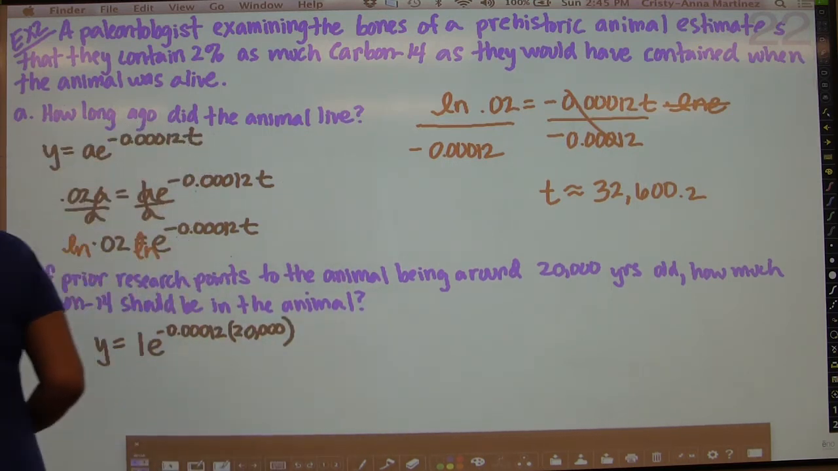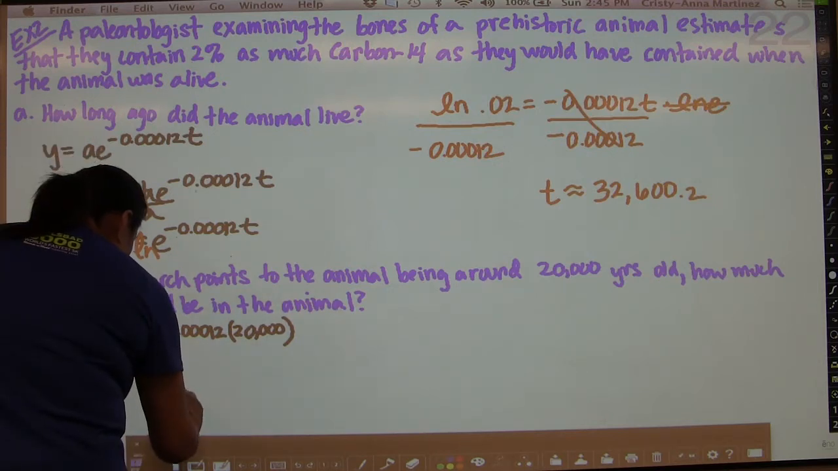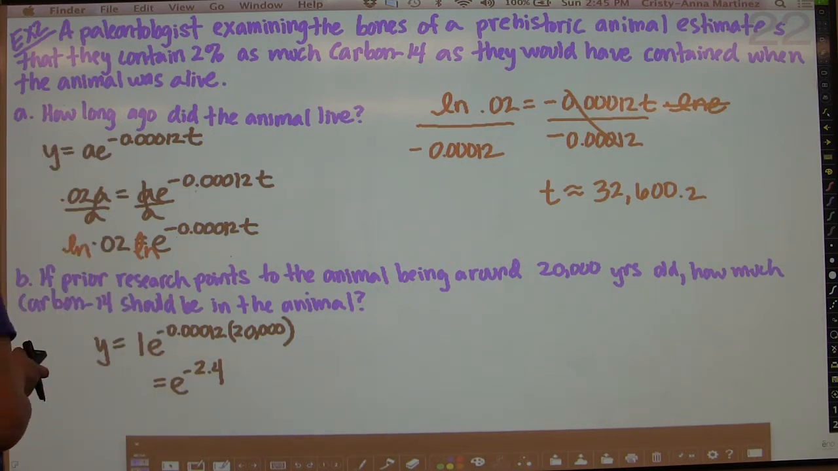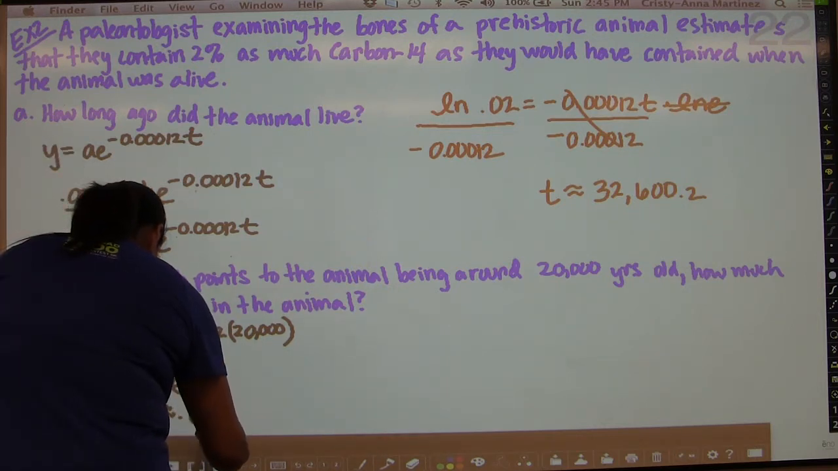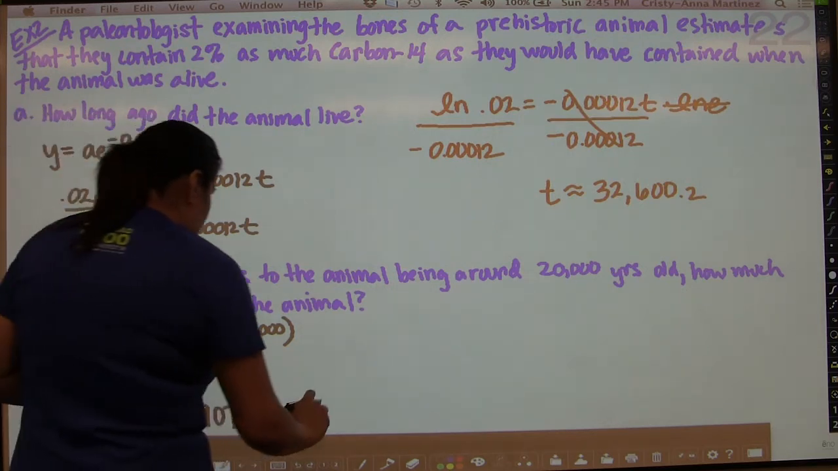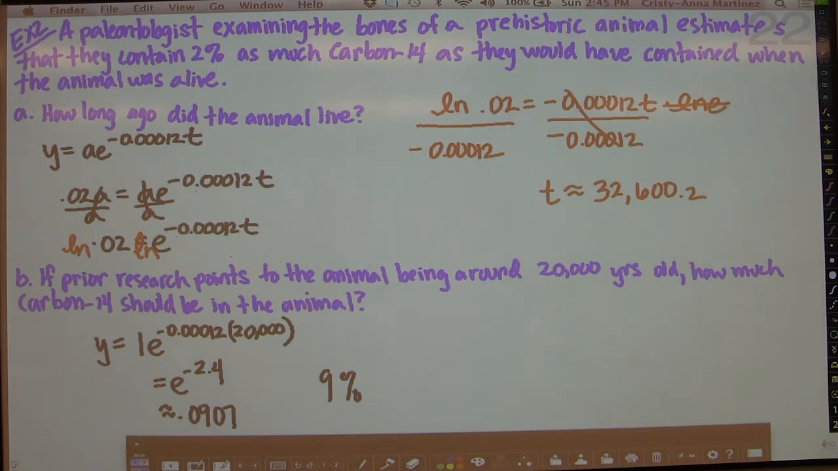All right, and then we're going to go to the calculator. So 20,000 multiplied by negative 0.00012 is going to give us negative 2.4. So we have e to the negative 2.4, and then I'm going to use my calculator again. E to the negative 2.4 power is approximately 0.0907, and if you write that as a percent, it would basically be 9%, because 0.09 is basically 9%.